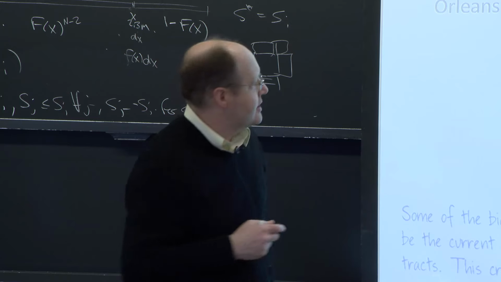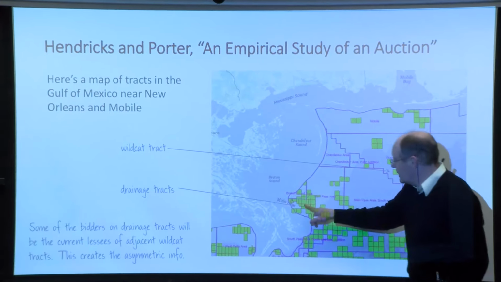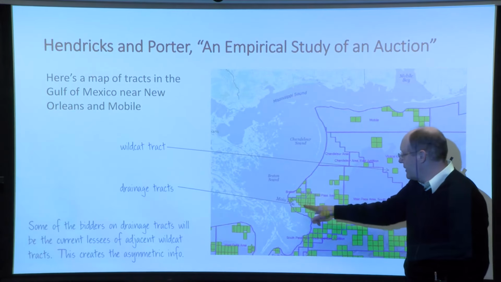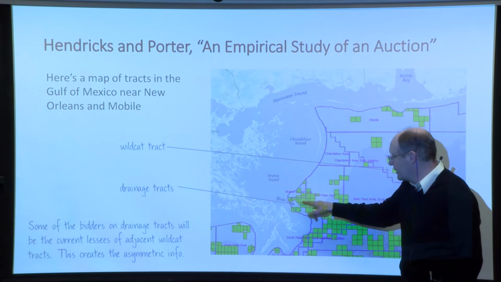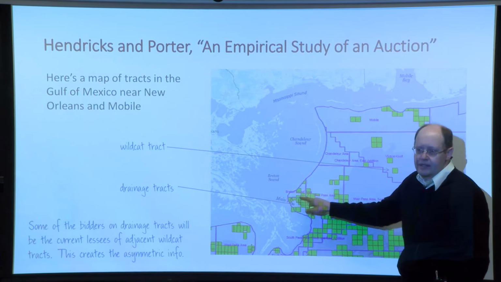Okay, here's just a map, showing a random wildcat tract that someone is planning to drill on. This would be an area where, say, this tract was drilled, they had oil, and then they started auctioning off all these little drainage tracts around it, where people can think if there's oil here, there's probably oil at all these other places nearby.